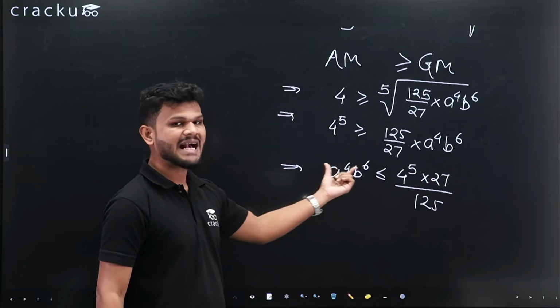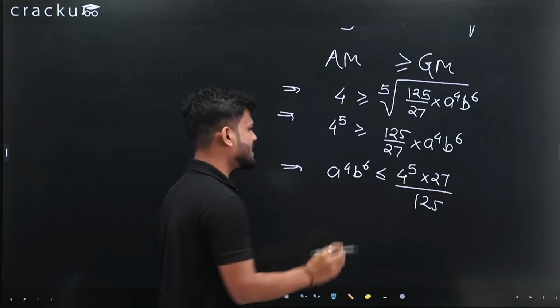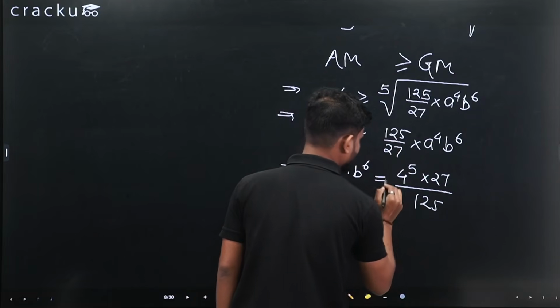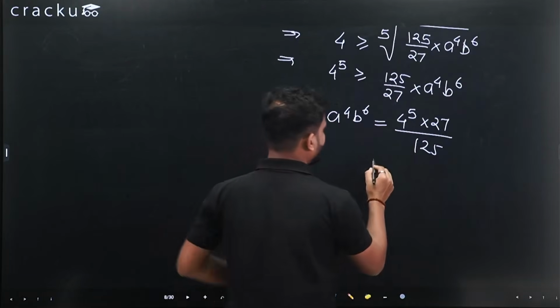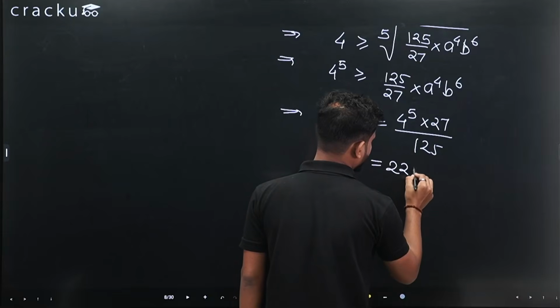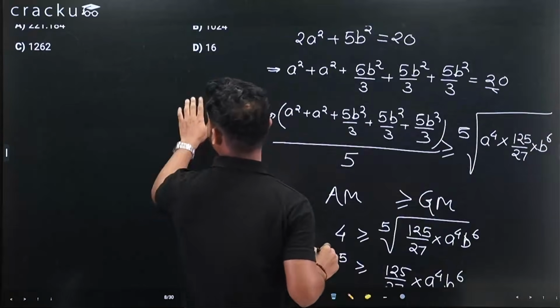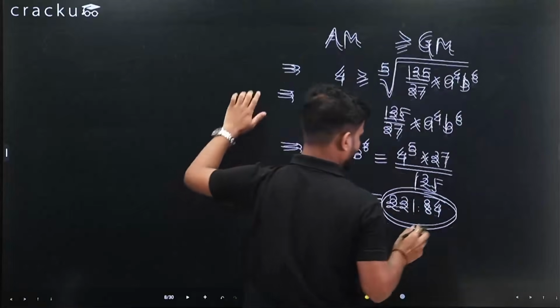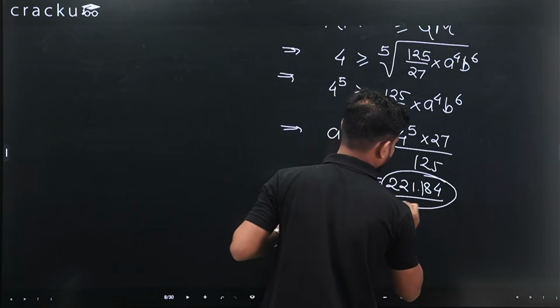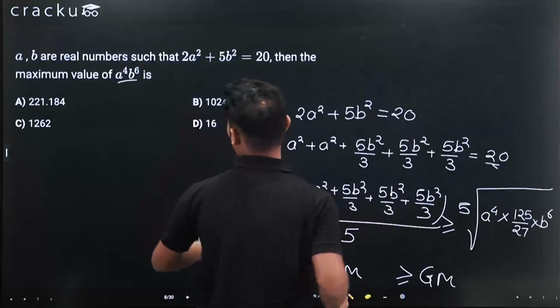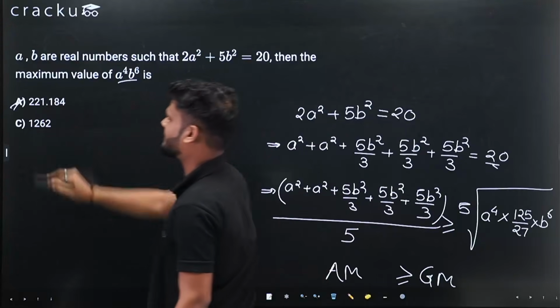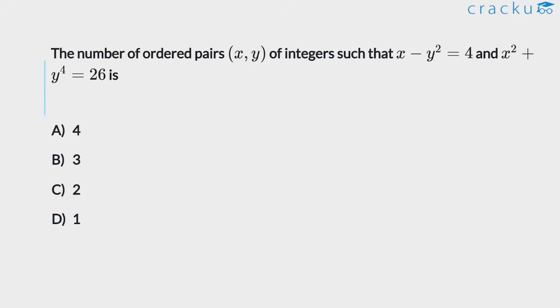Now what will be the maximum value of a raised to 4 and b raised to 6? It will be just equal to this. This will be the maximum value. And if you calculate this, it will be 221.184, which is given in option number A. So option A will be the correct choice.